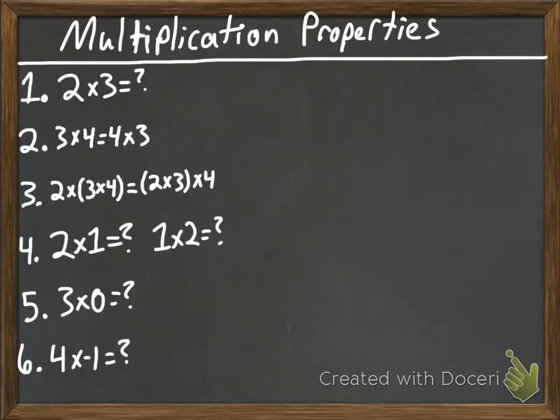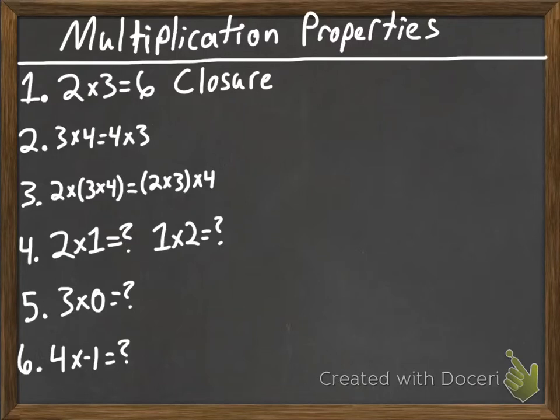Alright, so let's talk about number 1. Number 1, it says 2 times 3 equals question mark. Well, if you solve that, you see that 2 times 3 equals 6. And this property is the closure property, and it's the same idea that we had before with addition. It says that if we do 2 times 3 or 3 times 2, it does not matter. We will get one number. We cannot get two numbers. So 2 times 3 gives you just one number.